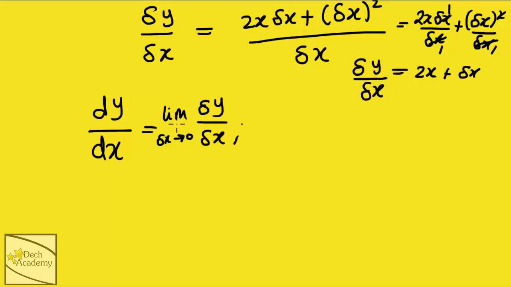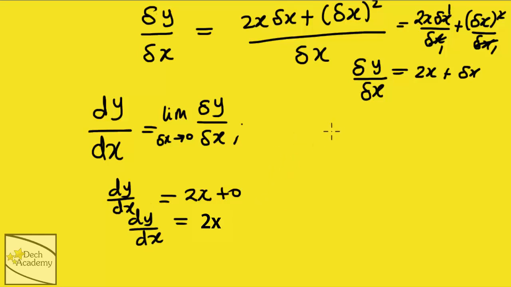So what's the limiting value of delta y over delta x, which is this, as delta x tends to 0? Well, that is simply obtained by replacing delta x with 0. So you get 2x plus 0, which is 2x. So dy/dx is equal to 2x.